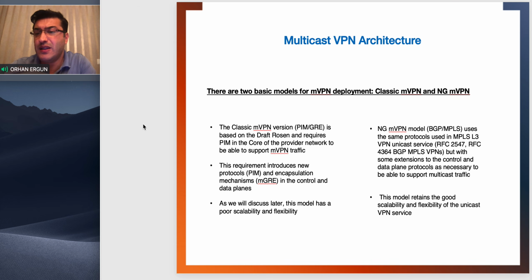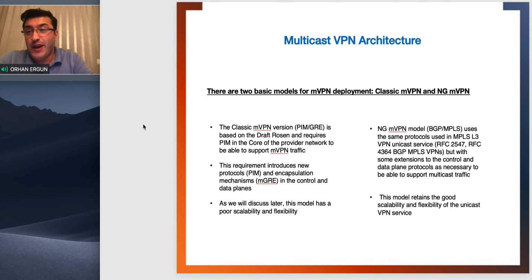What is this? The classical approach is also known as the Rosen GRE approach, or PIM GRE approach. So we used to have PIM in the provider network, and customer always PIM. The PE to CE protocol in the IP unicast case can be OSPF, IS-IS, EIGRP, BGP, or static routing. In the multicast case, it is PIM, protocol independent multicast. That's why we learned that. So PIM is the PE-CE protocol, but in the classical MVPN, PIM is also inside the provider network.